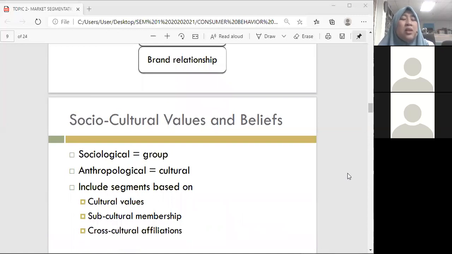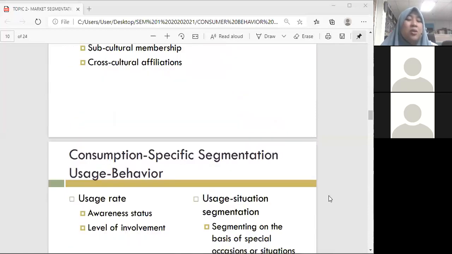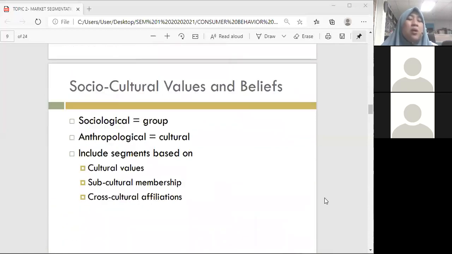Under sociological we have equals to group, and the next one is anthropological. Anthropological is more on cultural value and belief, and includes segmentation based on cultural values, subcultural membership, and also cross cultural affiliation. So sociological is according to the group. We talk about how a certain value and belief they have towards this sociological, because of how they can make groupings based on their values and belief.